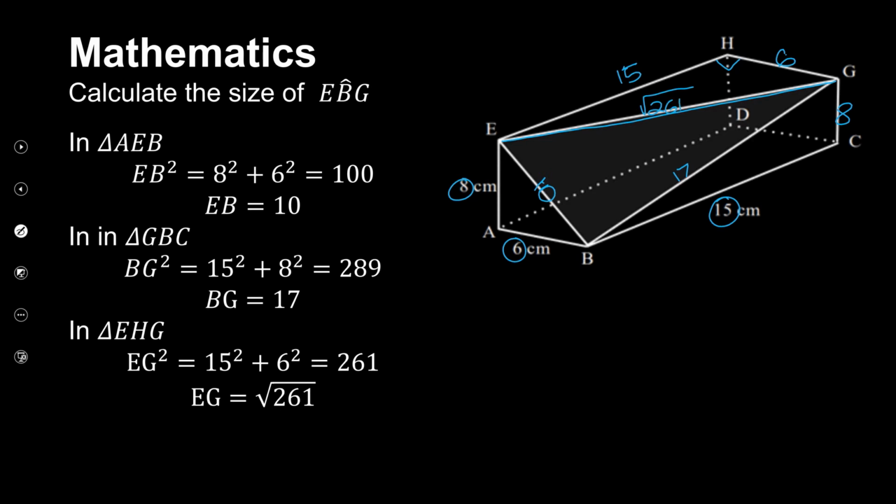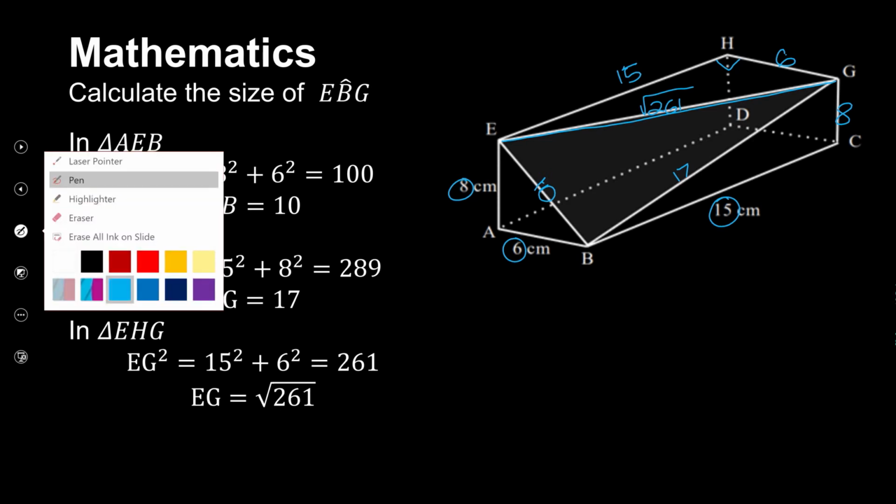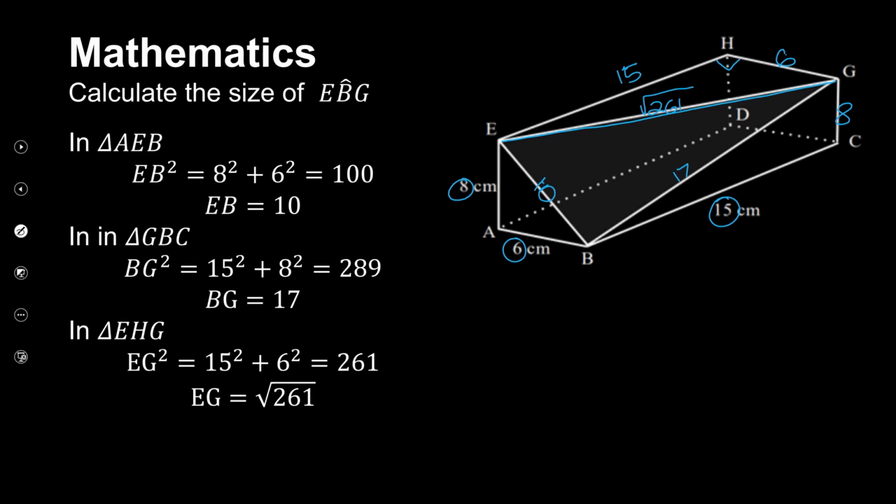Okay, now we found all three sides. So we've got 10, 17, and the square root of 261. Now, we've got to use the cos rule to try and find this angle. So because we want to find this angle, we're going to use the side across it as well. Remember, that's what we're going to use. We're going to use the V pattern here to write out the cos rule.